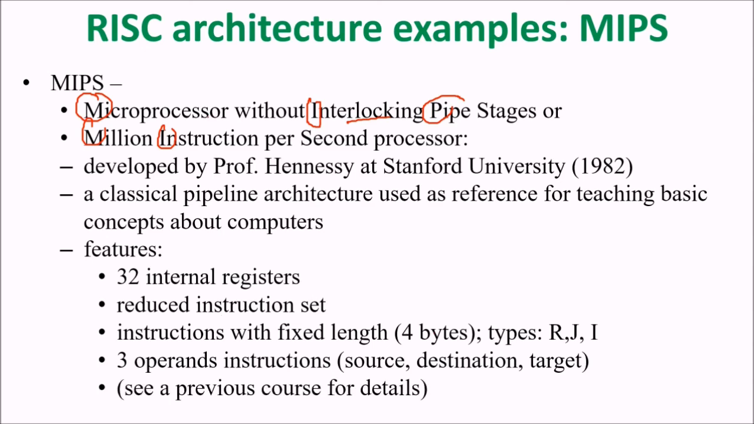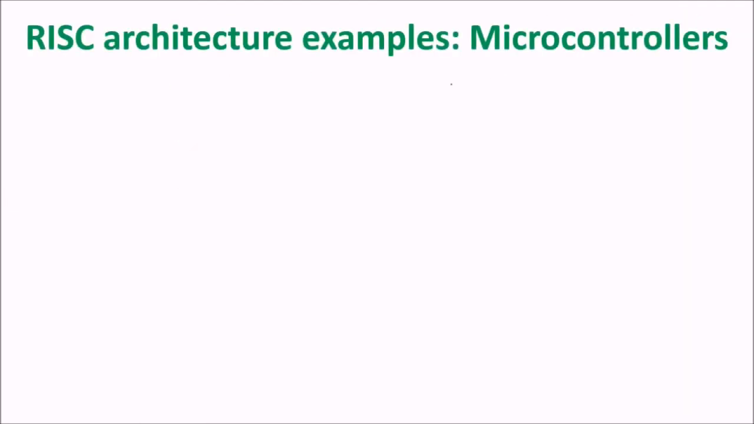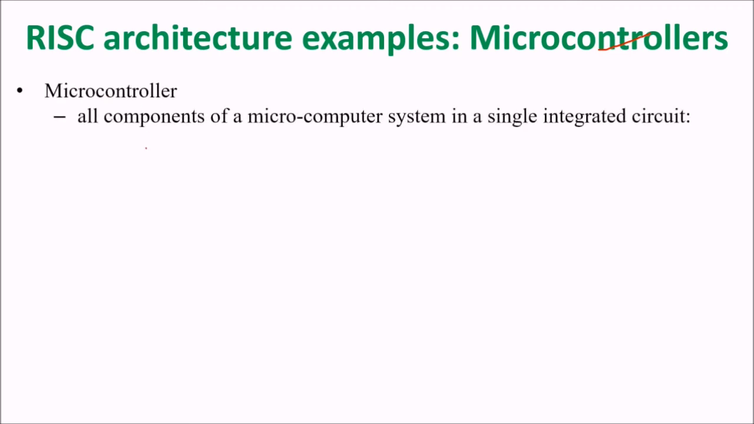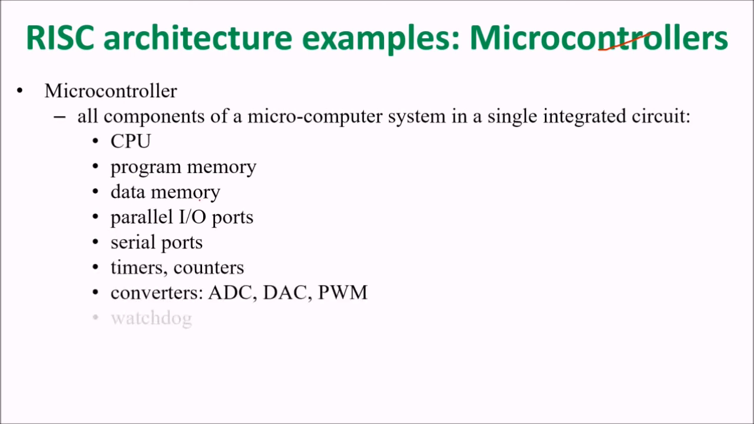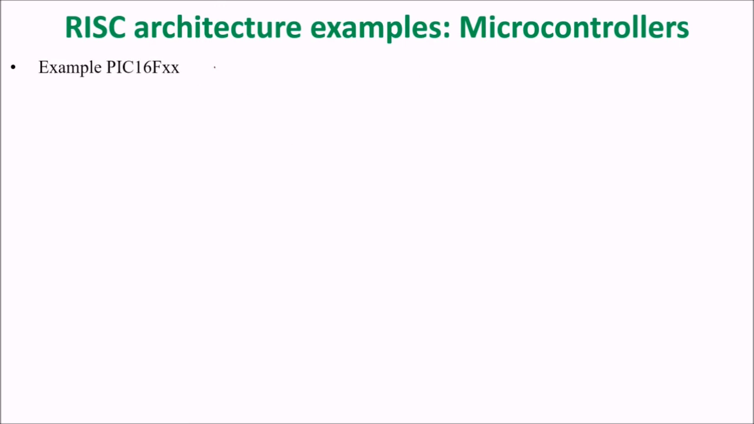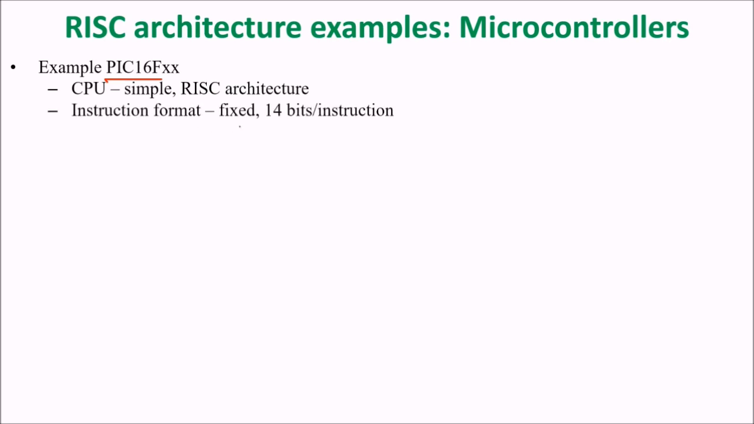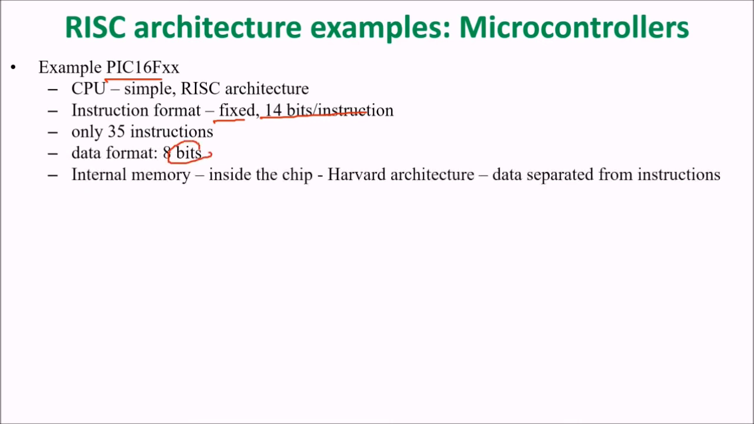so destination target. And another RISC architecture example is the microcontroller, where all components of a microcomputer system are in a single integrated circuit: the CPU, program memory, the data memory, the parallel I/O ports, the serial ports, the timers, counters, converters, the watchdogs, and these are used for control applications like monitoring, like feedback control. An example is PIC 16FXS. The CPU is simple and RISC architecture. The instruction format is fixed, 14 bits instruction. Only 35 instructions. Data format is 8 bits. And the internal memory inside the chip follows Harvard architecture, where data is separated from instructions.